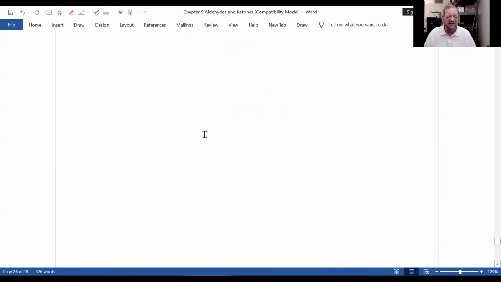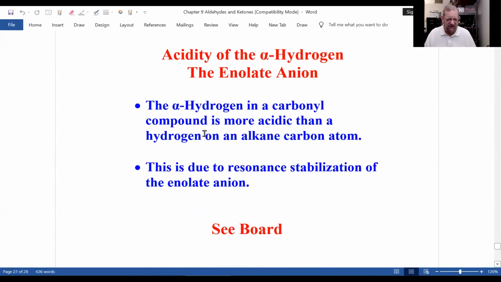Now, an amazing thing about ketones and aldehydes is the acidity of the alpha hydrogen to form the enolate anion. I'll show you this in a second on the board. See, it says C board down there, so I'll be doing that. The alpha hydrogen, I'll explain what is an alpha hydrogen, in a carbonyl compound is more acidic than a hydrogen on an alkane hydrocarbon atom. And this is due to resonance stabilization of the enolate anion.